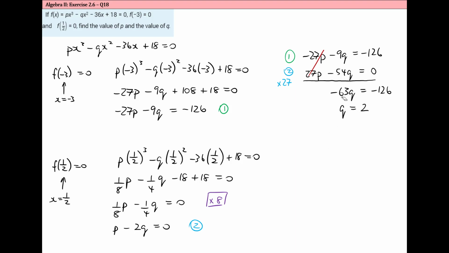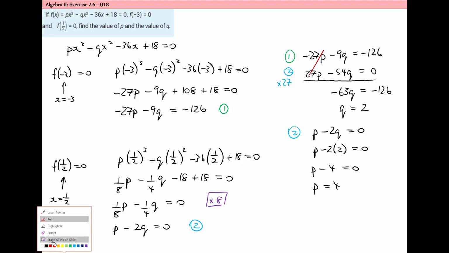I'm going to sub this value of q back into either equation, so I'm going to sub it into my rearranged equation 2, which is p minus 2q equals 0. We know that q is 2, so p minus 2 by 2 is equal to 0. P minus 4 equals 0, so p is equal to 4. So the question asked me to solve for p and q, and we found out that p has a value of 4 and q has a value of 2.